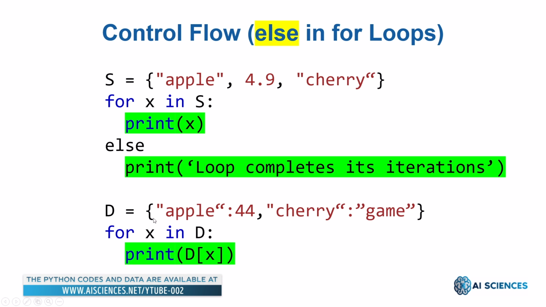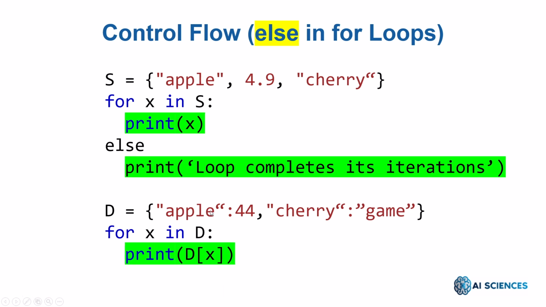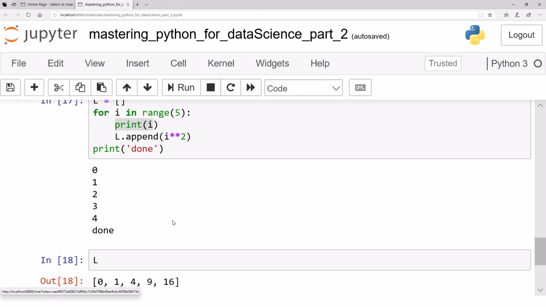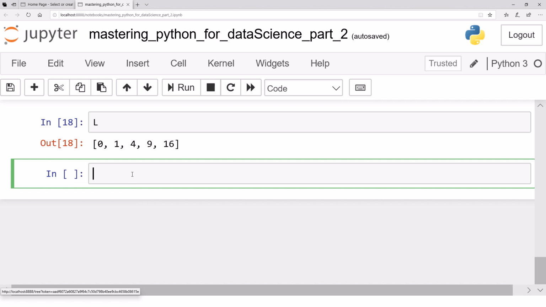Similarly, if you have a dictionary, for example, D, where the key is apple and the value is 44, we saw dictionaries and sets and everything in a previous video. The key is cherry and the value is game, for example. You can just iterate over this dictionary and print its values. So let's see this example of printing a dictionary using Jupyter.